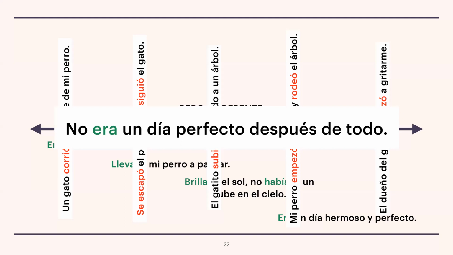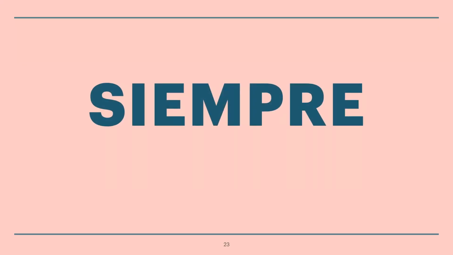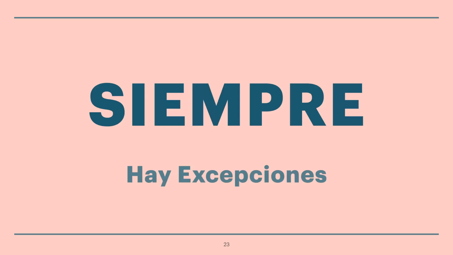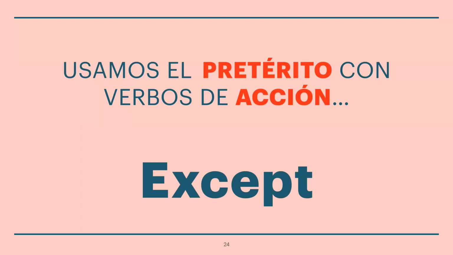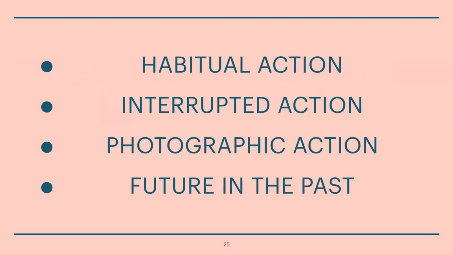So, aquí vemos. Todo lo en verde está explicando, ¿verdad? Poniendo el trasfondo, putting in a little bit of an explanation of what was happening in the past. Y luego en rojo están los verbos en el pretérito indicando la acción. So we have action verbs and non-action verbs. Pero, siempre cuando hay una regla y siempre cuando pongo generalmente, ya saben que hay excepciones. Usamos el pretérito con verbos de acción, except when it's a habitual action, when it's an interrupted action, when it's a photographic action, and when it indicates future in the past.